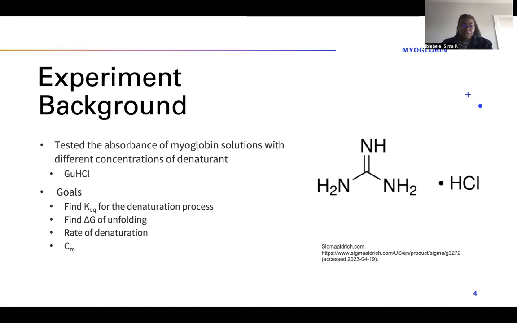The goal of this experiment is to determine the equilibrium constant for the denaturation process of myoglobin, the Gibbs free energy associated with this process, the rate of denaturation, and the concentration of guanidine hydrochloride where the amount of native and unfolded forms of myoglobin are equal. Since myoglobin is such an essential protein in our body, it is important to understand the process of its denaturation.